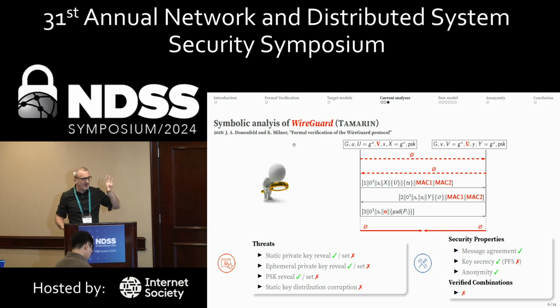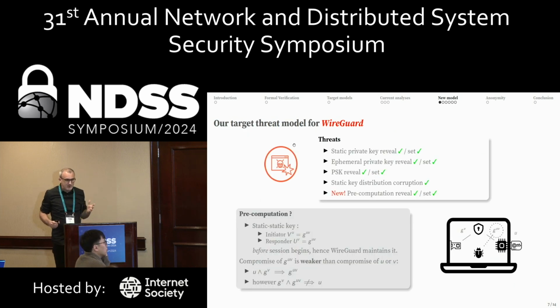So with this light protocol, this light threat model, the three properties that are analyzed are message agreement, key secrecy, and anonymity. We propose a deeper threat model for our analysis. So we obviously include read and set access for all the keys. And we also add a new adversarial capability, which we name pre-computation. Let me explain this now.